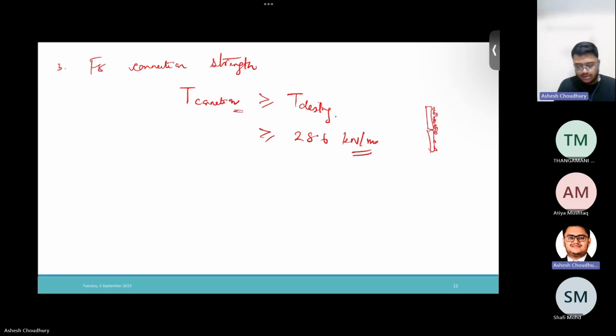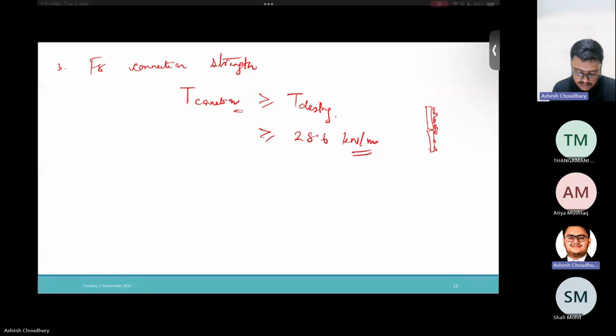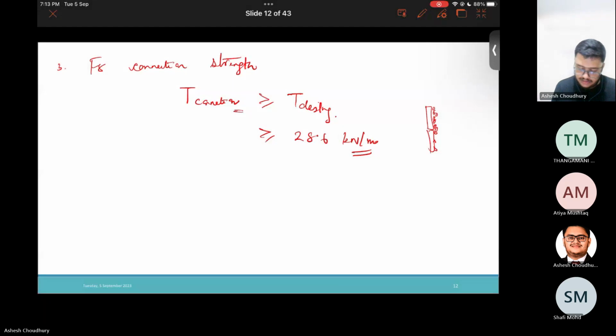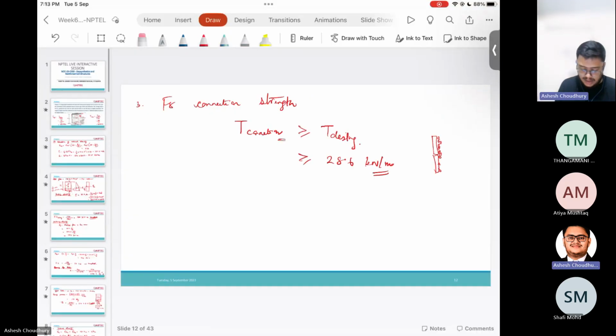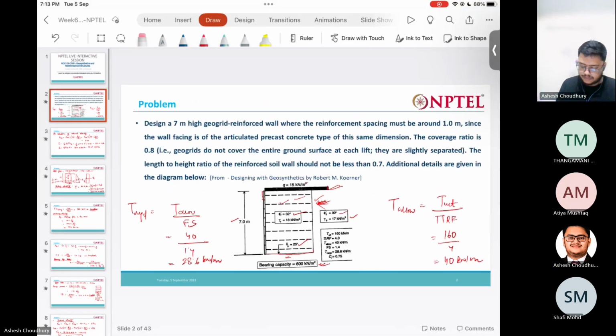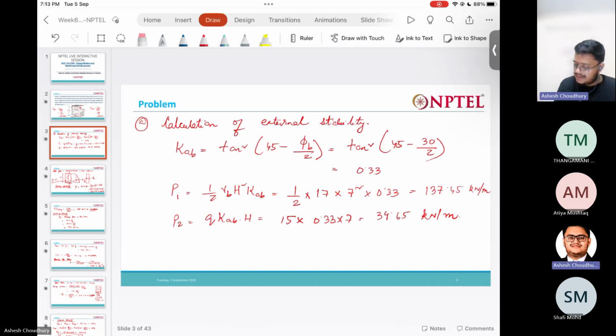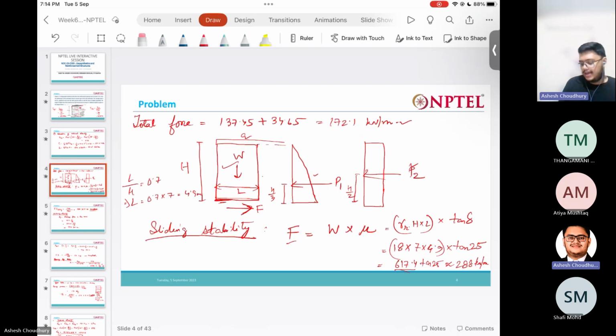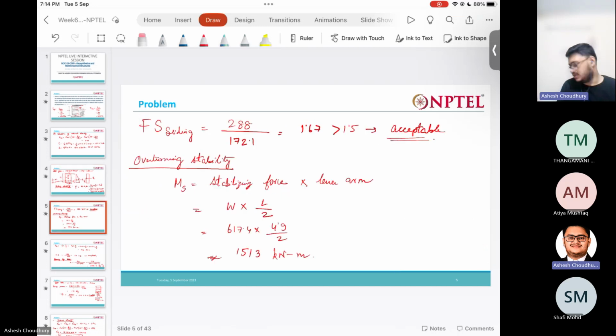So this problem is over. What we did was very simple, similar to the previous class. Let us just see very fast what we have done. We calculated the external stability first. We determined the destabilizing forces. Then we determined the sliding stability, which determines the factor of safety in sliding.